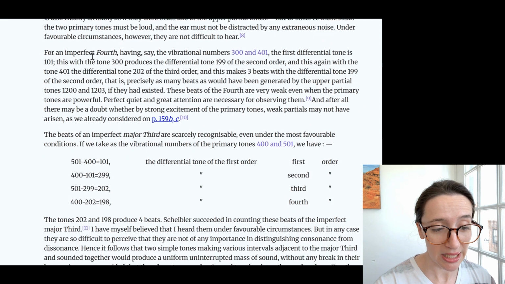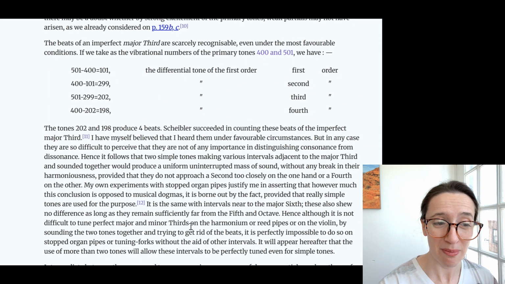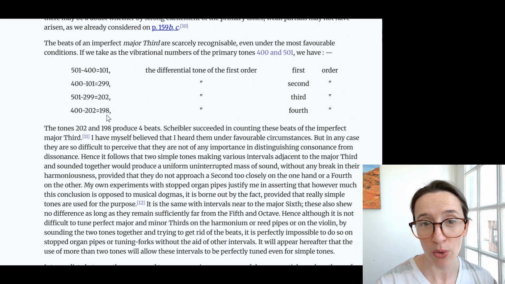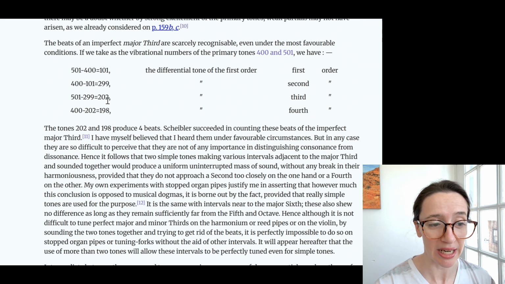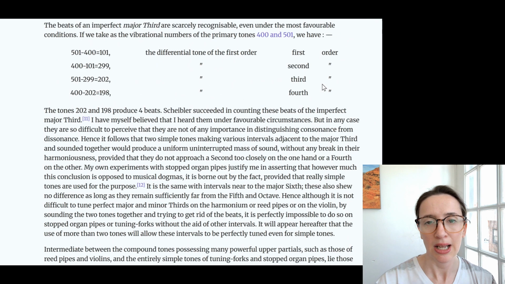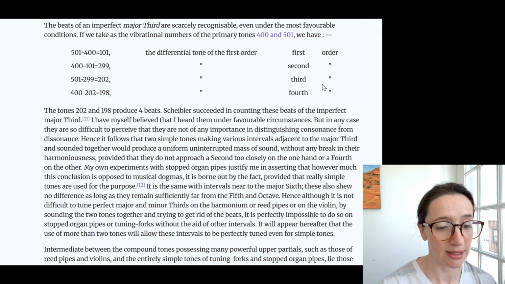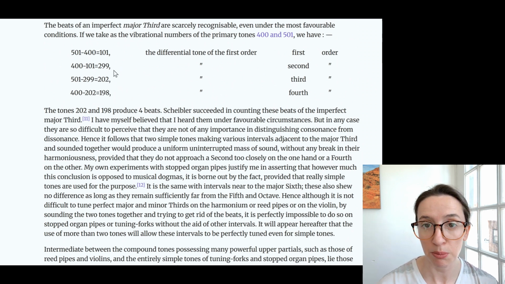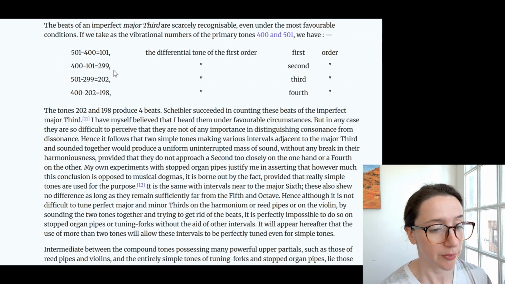For a fourth to beat, we have to get to the third order differential, and for a major third, we have to get all the way to this fourth order differential before we hear beating between 198 and 202. And Helmholtz concedes that that's pretty difficult to hear. So how do we tune simple tones like a stopped organ pipe or tuning forks? Well, we have to play a third note.